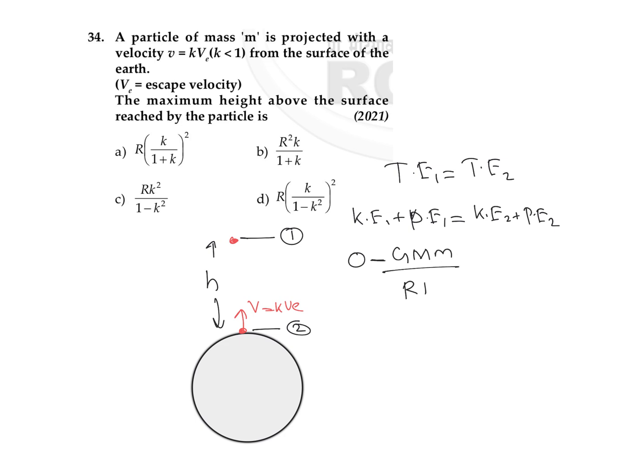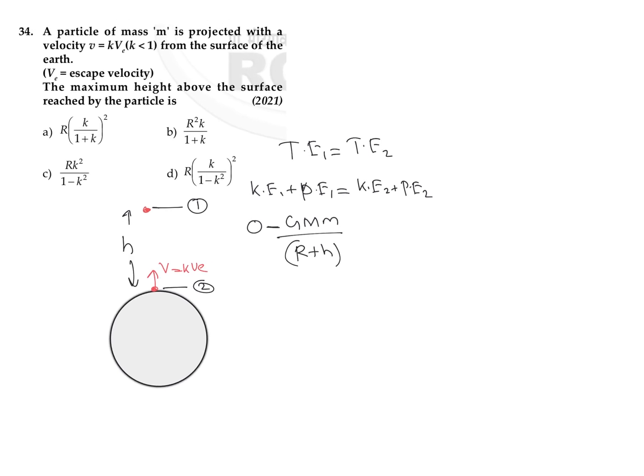We know that it is R plus h. You should not write h, you should write R plus h, because for gravitational potential energy we need to take the distance from the center of Earth. This is equal to the kinetic energy when it was projected, half m times (k times escape velocity) squared, plus the potential energy on the surface, which is minus GMm divided by R.